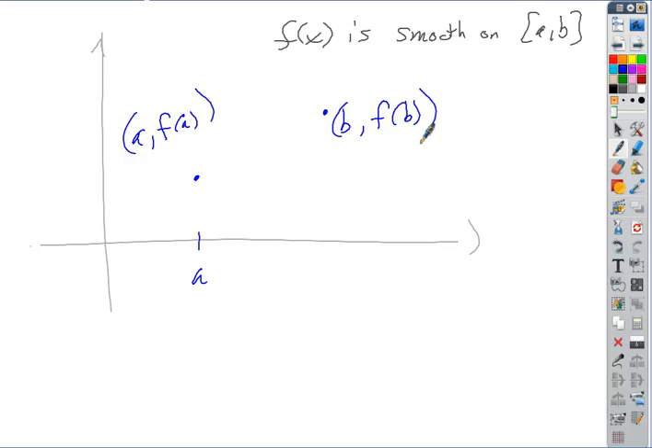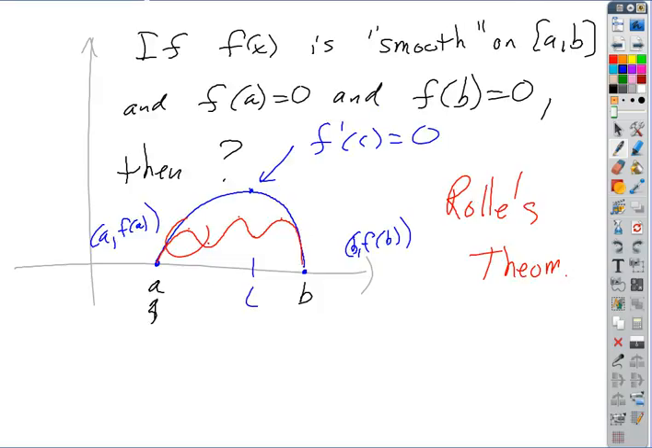Now look at Rolle's theorem. What did we do for Rolle's theorem? For Rolle's theorem, we said that if we start here and end there, there's got to be a place in between where we have a horizontal tangent line, right?